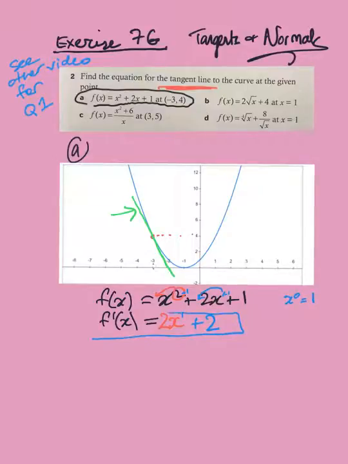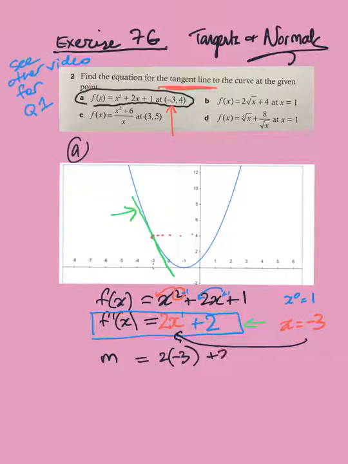that's the gradient function. Which means anywhere on this line, if I substitute in the x that's needed, I will find the gradient of the tangent at that point. Now, I've been asked to find it at this particular point where x is equal to -3. So substitute in x is equal to -3 here, and that will give me the gradient of the tangent. So -3 times 2 plus 2, that's equal to -6 plus 2, that's equal to -4.